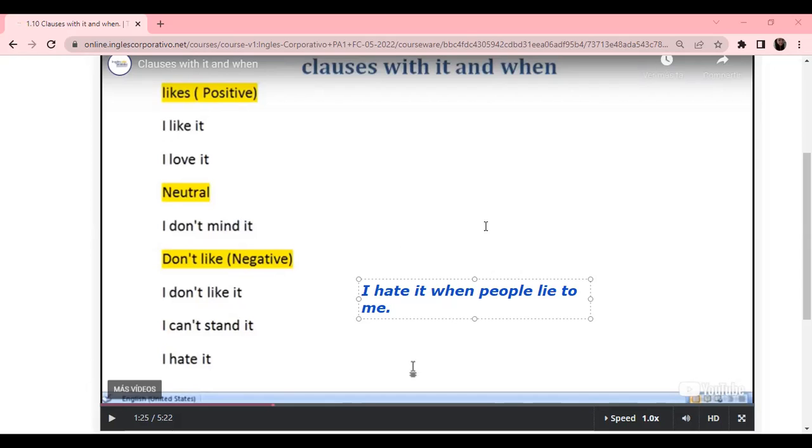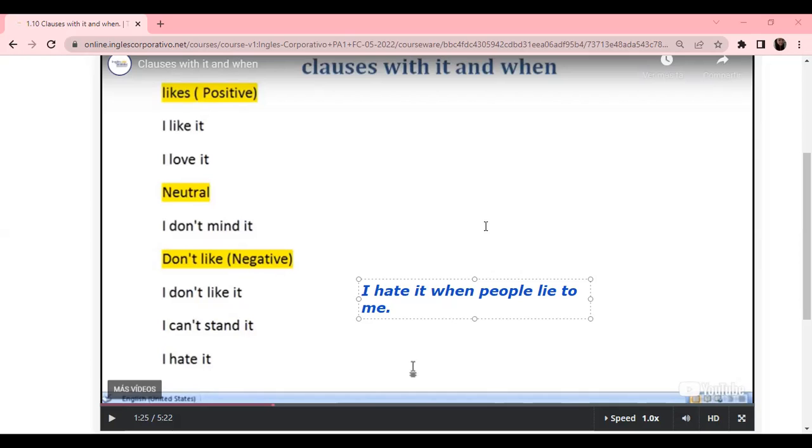I can't stand it when people tell lies. When people tell lies. I hate it when my friends aren't punctual. Very good. I don't mind it when people lie to me. Lies? Because people is plural. Luis Alquimides, when people lie to me. I don't mind it when people talk about me. That's the same as Cory, right?